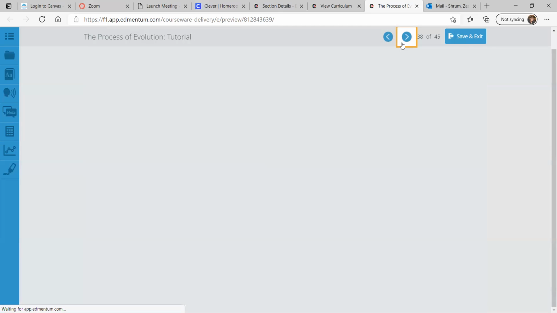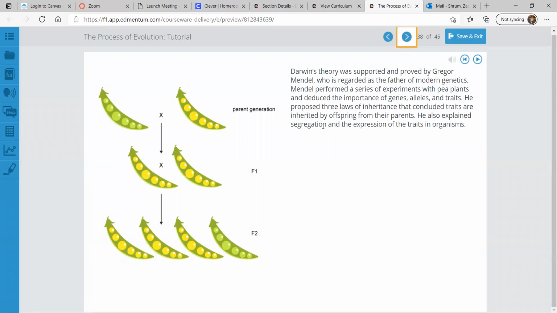Interesting, very interesting. Now, Darwin's theory was supported by Gregor Mendel. Proved is a weird word to use here. We'll say supported. Darwin's theory was heavily supported by Gregor Mendel. And Mendel is regarded as the father of modern genetics. And this is because he performed a series of experiments with pea plants, Mendel and his pea plants. And he deduced the importance of genes, alleles, and traits.